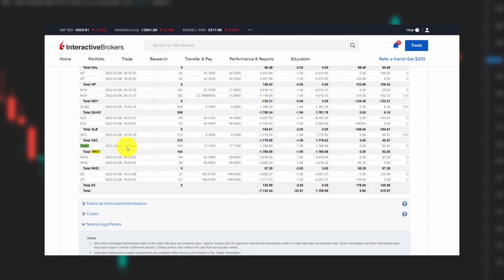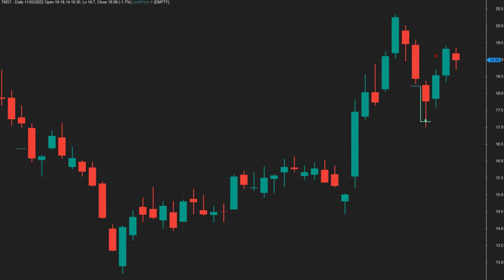If I just check my brokerage statement as well, this is the actual trade. It's ticker TMST, and I entered at a price of 17.17. And basically what this system does is that it waits to establish that the given stock is in an uptrend.